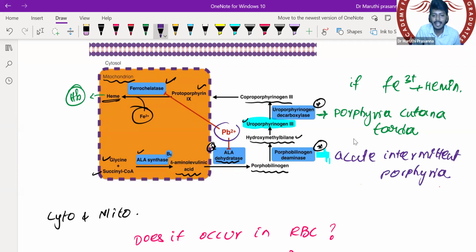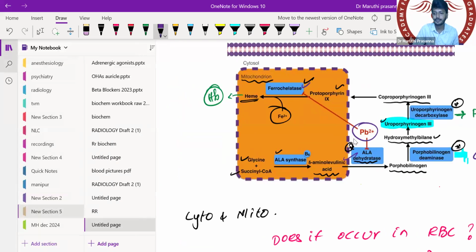And whenever a person has lead poisoning, it causes basophilic stippling. Along with that, it will cause a lack of hemoglobin because it will inhibit enzymes. Lead inhibits two enzymes: one is ferrochelatase, and it will also inhibit ALA dehydratase. Hope this part is clear.